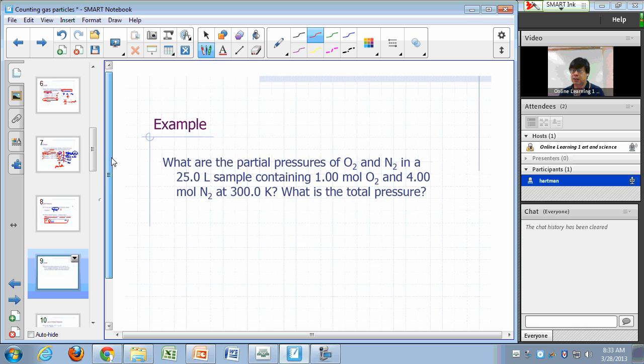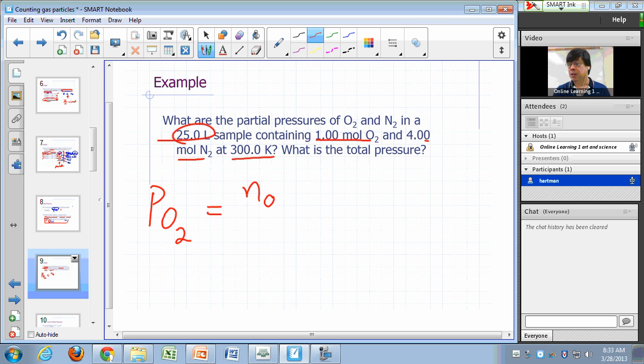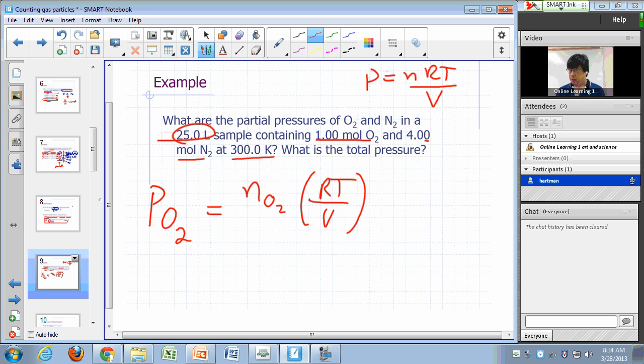So let's illustrate that with this example. What are the partial pressures of oxygen and nitrogen in a 25-liter sample containing a mole of oxygen and 4 moles of N2 at 300 Kelvin? Well, the partial pressure of oxygen, the formula is moles of oxygen times RT over V. Remember, PV equals nRT. We can rearrange that to P equals nRT over V. All I have to do is plug in the numbers. So what do I have here?